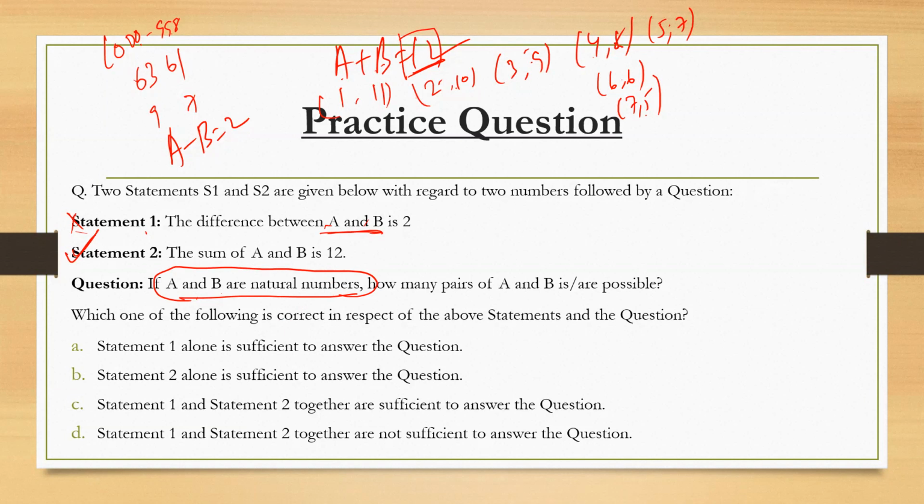If it is not given, if it was just how many pairs of a and b are possible, then definitely it is not possible to calculate. If I remove this condition from the question, then statement 2 also you will not be able to answer. Then it can be in decimal format: 6.5 and 5.5, or 5 plus 5.5, still gives 12.